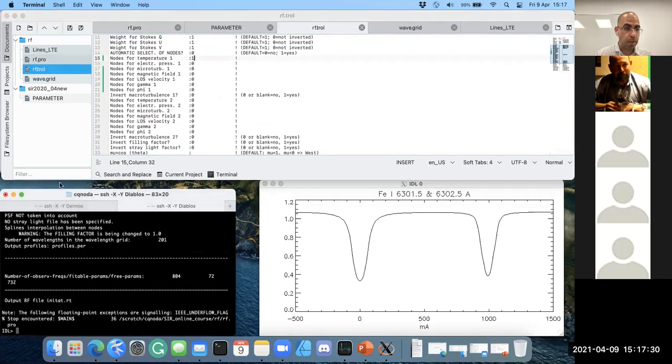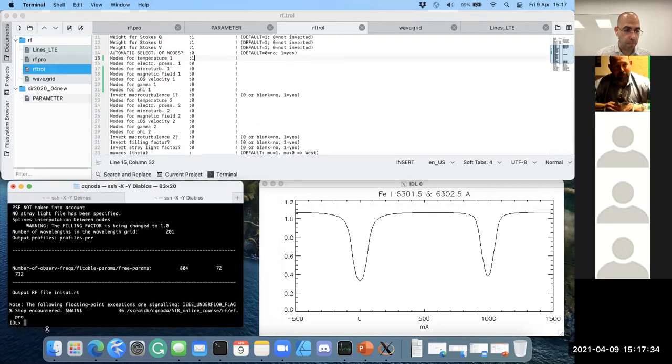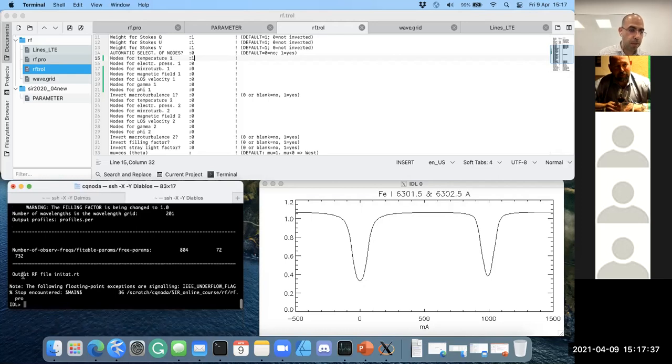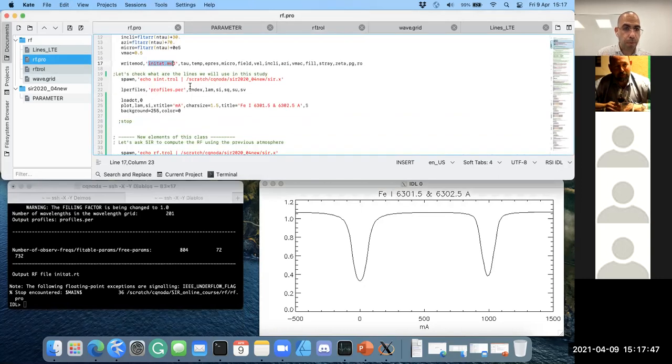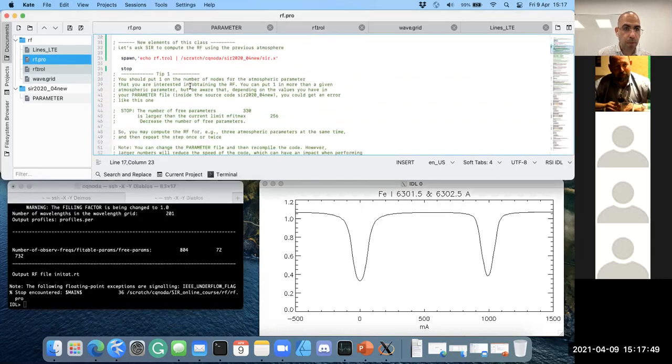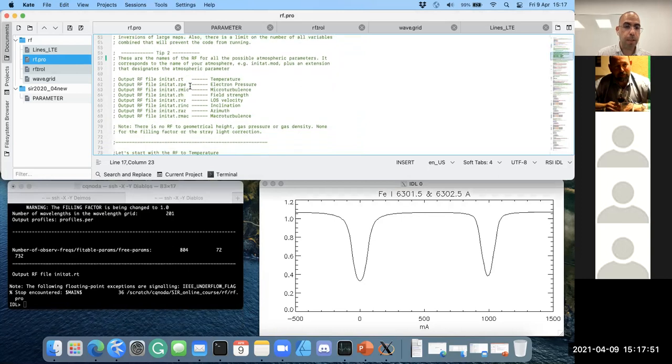and then now it's saying, yes, let me move this a bit up. Okay. So now it's saying that there's an output response function that is called init@.rt. Okay, so we have already computed the response function. The idea is that I wrote here a note. Yes, here. So these are the response functions that you can compute. The idea is that the code will use, yes.